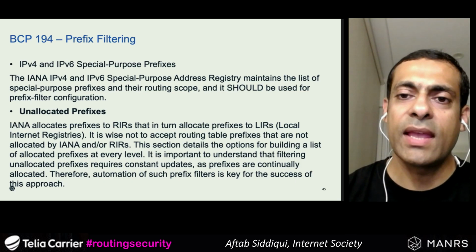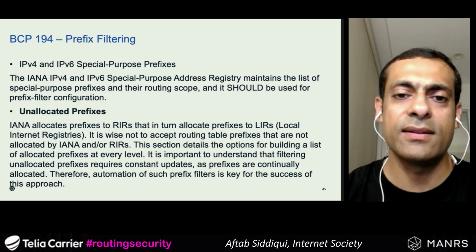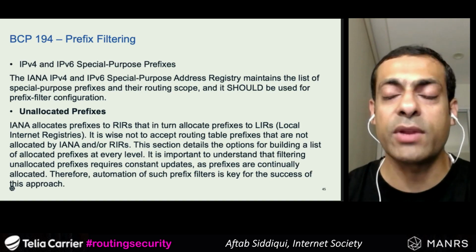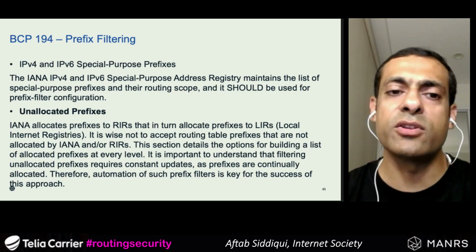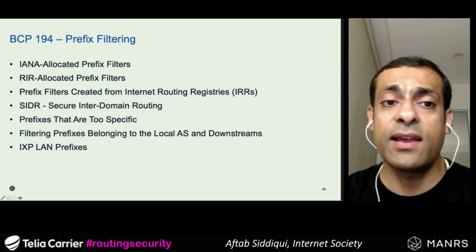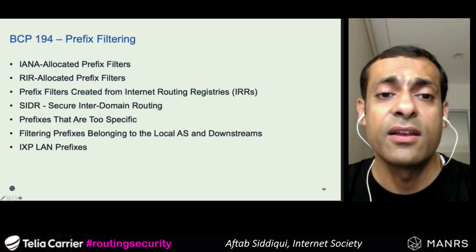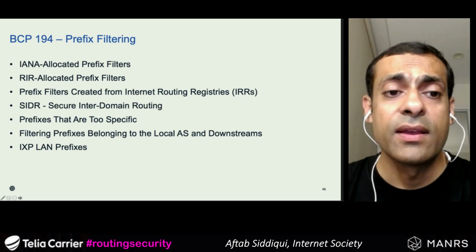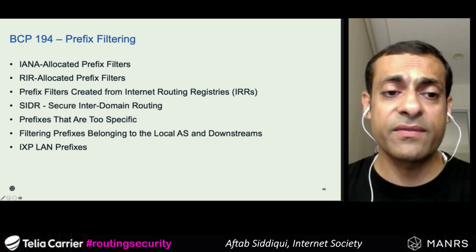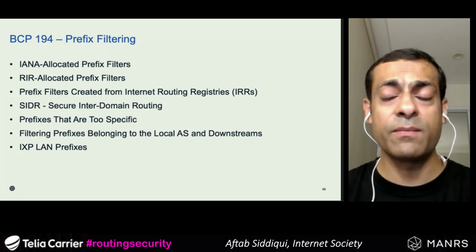So there are certain agreed lists. Many network operators have decided that these are absolutely no, and they should never be on the routing table. Unfortunately, sometimes we see them, and the reason is that not many people implement it. So what are those lists? Prefix filtering: IANA allocated prefix filters, RIR allocated prefix filters, created from the IRR, Internet Routing Registries, then RPKI (SIDR), prefixes that are too specific, filtering prefixes belonging to the local AS and downstream customers, and IXP LAN prefixes. So let me go through them one by one.